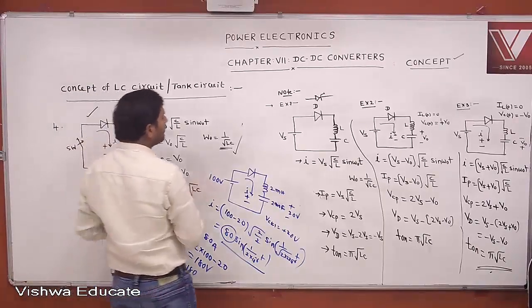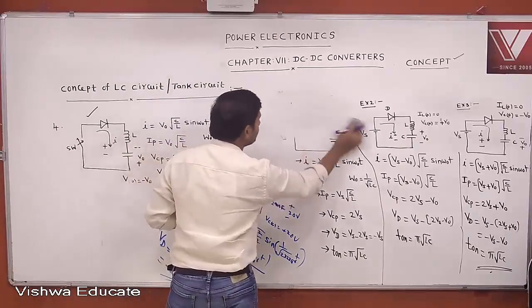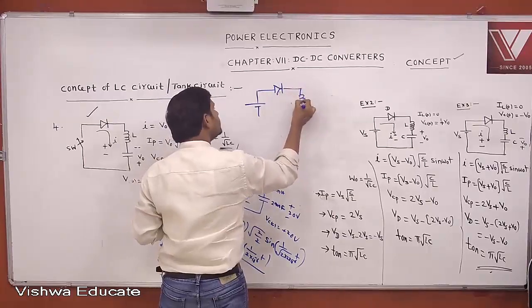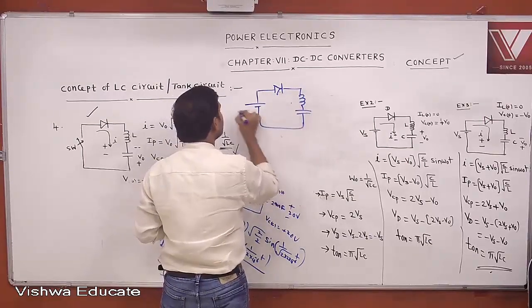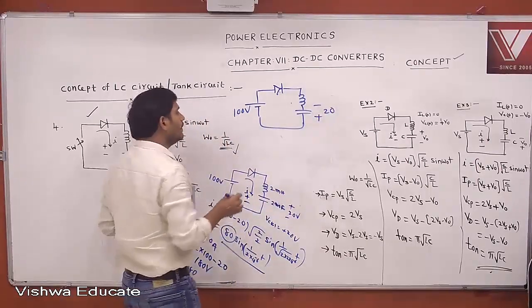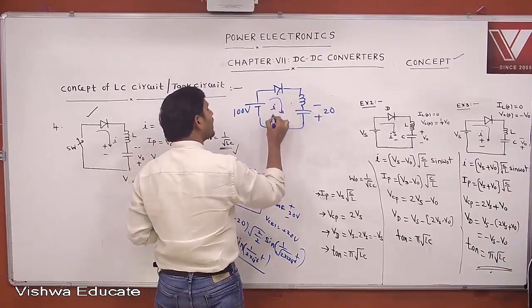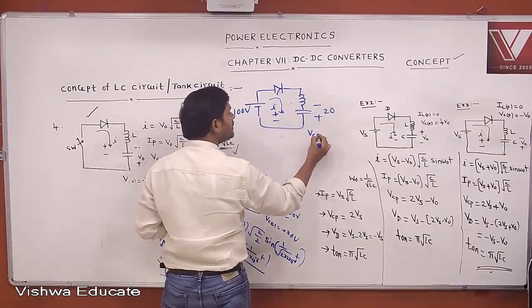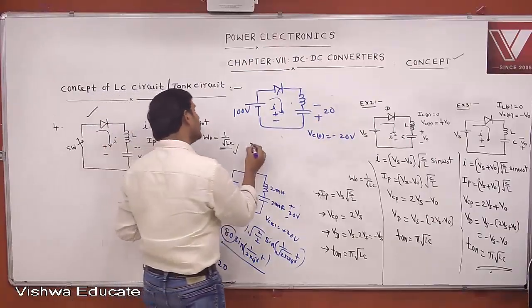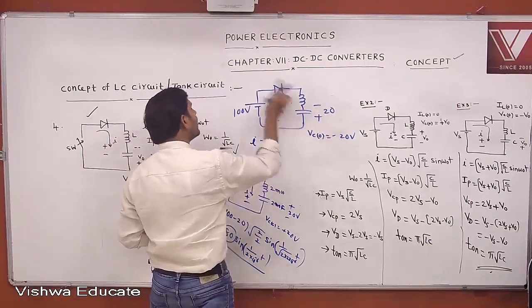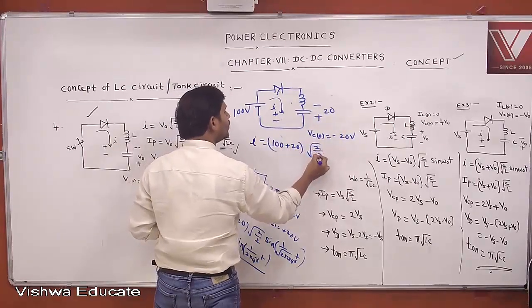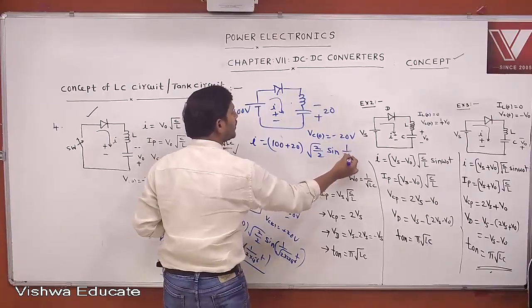For example, if the circuit is given like this, this is the diode, this is the inductor, and this is the capacitor, this is 100 volts, this is minus plus 20. Then this is the current direction. As per the current direction, this is plus minus, and this is minus plus. That's why VC of 0 is minus 20 volts. Like that you identify.